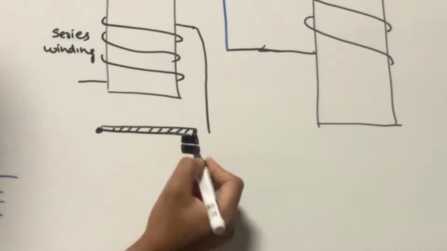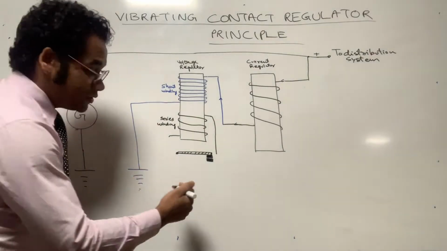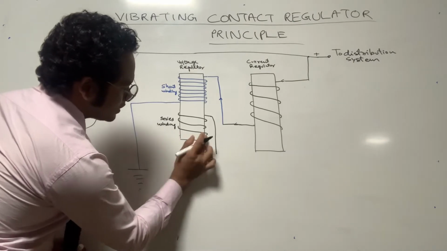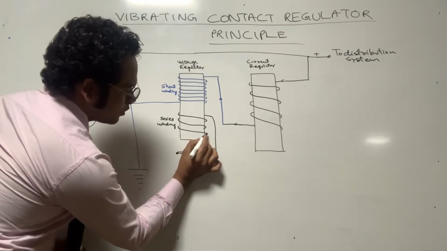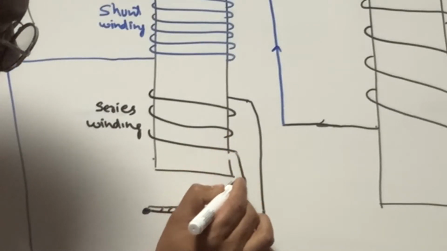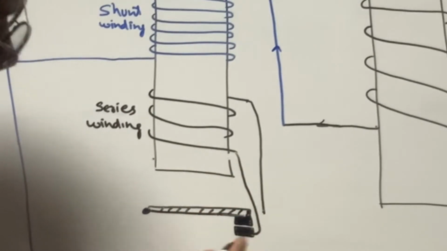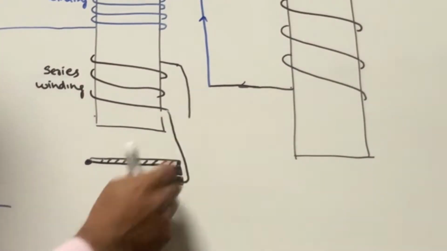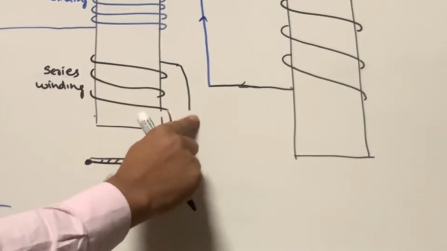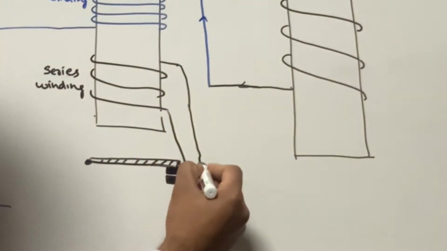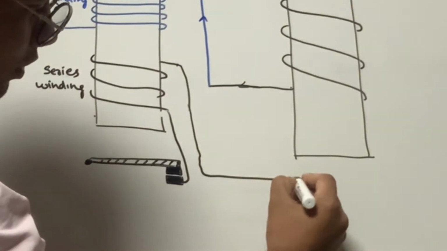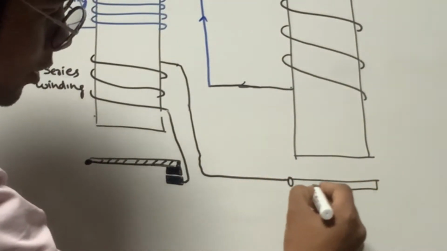This is also made of metallic contact. And how is it connected? This end, I'll just take the connection from here. This end is connected here. Okay friends, I'll just erase this, and the other end is connected to the other contactor like this, to the other armature. So this is another armature.